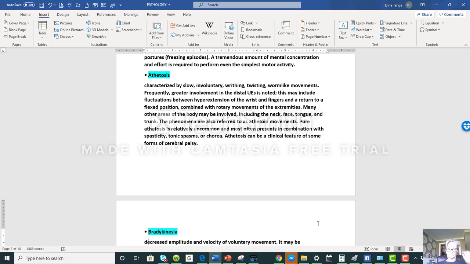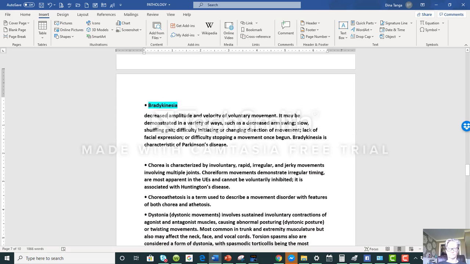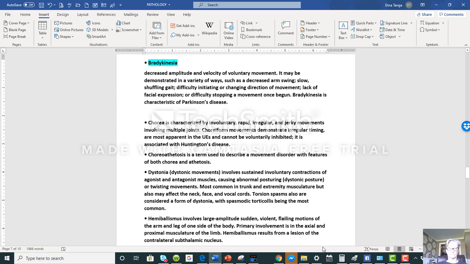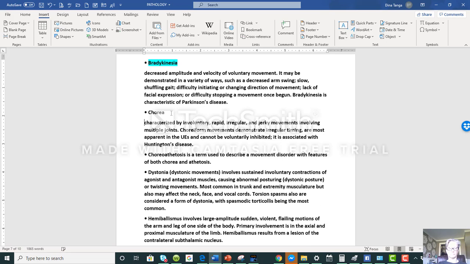Bradykinesia is a decreased amplitude and velocity of voluntary movement. It may be demonstrated in a variety of ways, such as a decreased arm swing, slow, shuffling gait, difficulty initiating or changing direction of movement, lack of facial expression, or difficulty stopping a movement once begun. Bradykinesia is characteristic of Parkinson's disease.